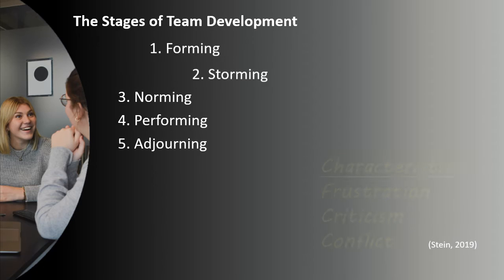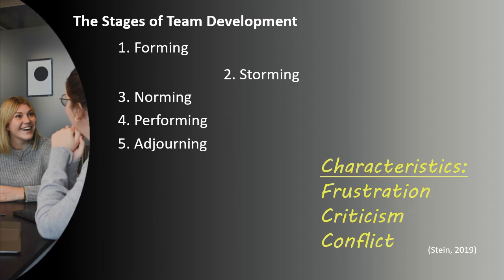The storming stage is denoted by frustration, criticism, and conflict. The group may not be moving toward its goals at the anticipated pace. Interpersonal disagreements about responsibilities, roles, or goals may arise.